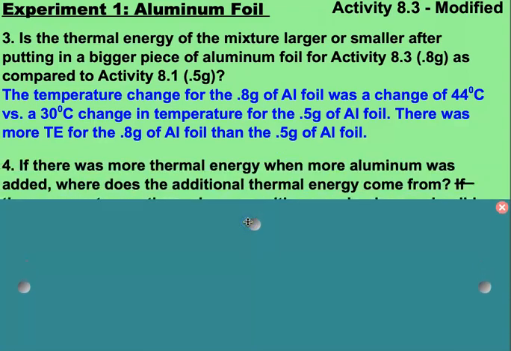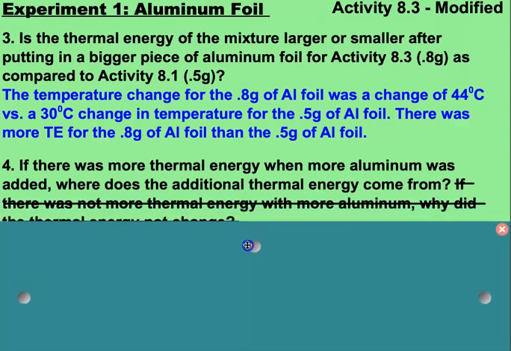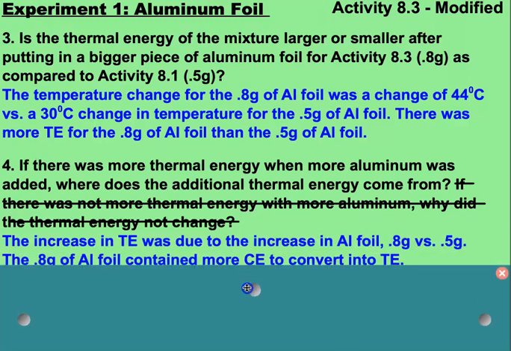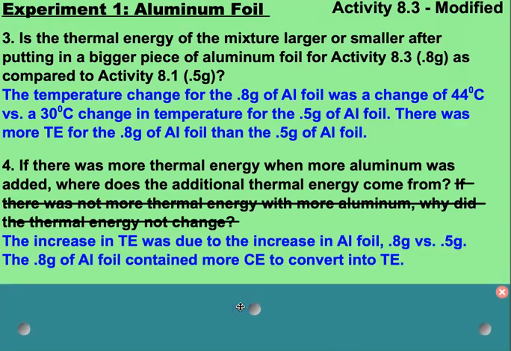If there was more thermal energy when more aluminum was added, where does the additional thermal energy come from? The second part of the question, you notice I just struck through because it's really not relevant, because we really did have an increase in thermal energy. And so to have an increase in thermal energy, that means that we had more of a chemical reaction, in other words, more chemical energy to start with, to convert into that thermal energy.